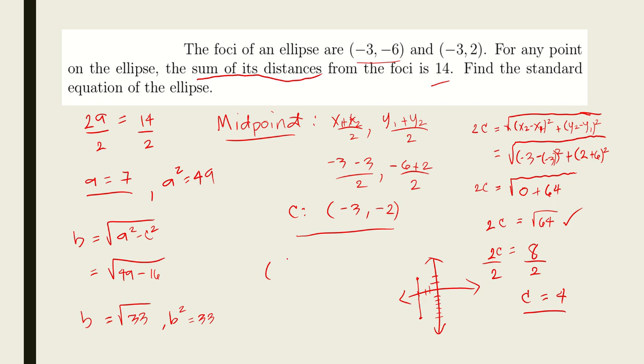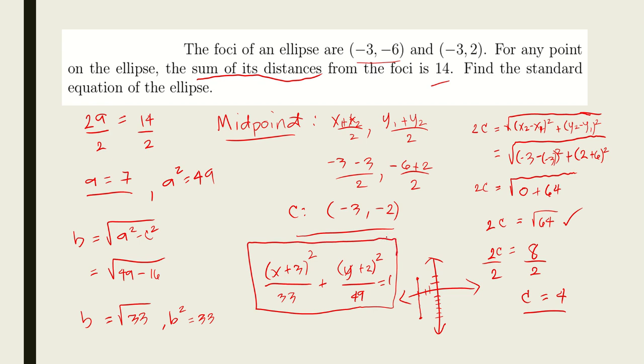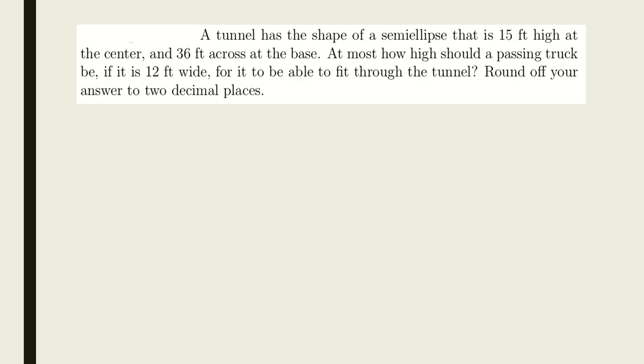So to write that one, that's gonna be x plus 3 quantity squared. You need to remember that a vertical type of ellipse, the denominator is the b squared. That's all over 33 plus, that's y plus 2 quantity squared all over the a squared is 49, and that's equal to 1. Therefore, this is our standard equation of this given, and that's how simple it is. So I hope you take note of those points and the questions that I'm asking. That's very, very important. Lastly, we have here a problem.